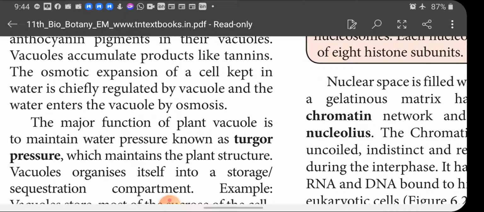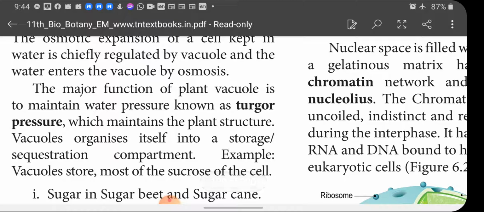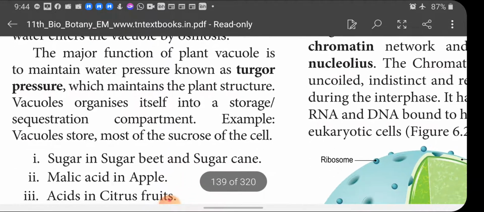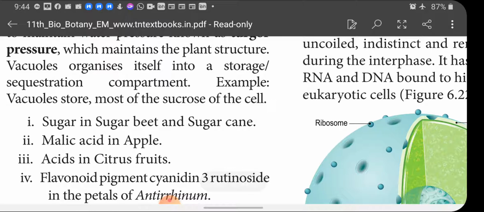It occupies the major region of the plant cell, and the major function of the plant vacuole is to maintain water pressure, which is known as turgor pressure. So the main function is maintaining the turgor pressure, which maintains the plant structure. Vacuoles organize themselves into a storage sequestration compartment. For example, the vacuole stores most of the sucrose of the cell, sugar in sugar beet and sugar cane.